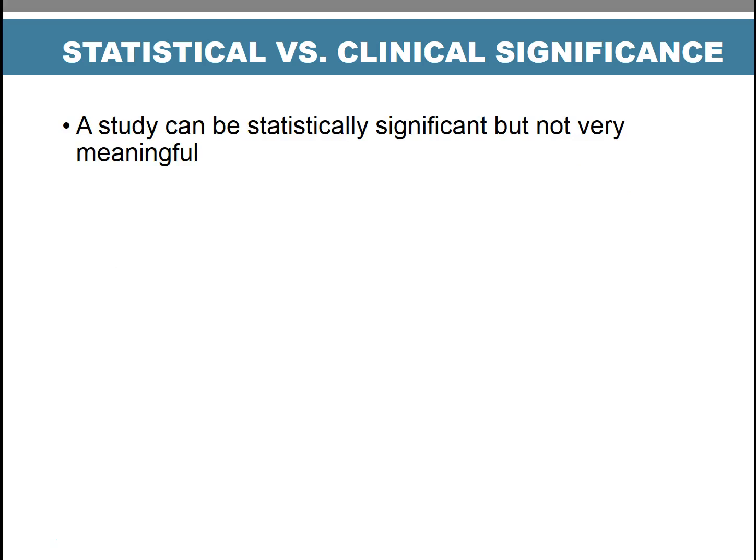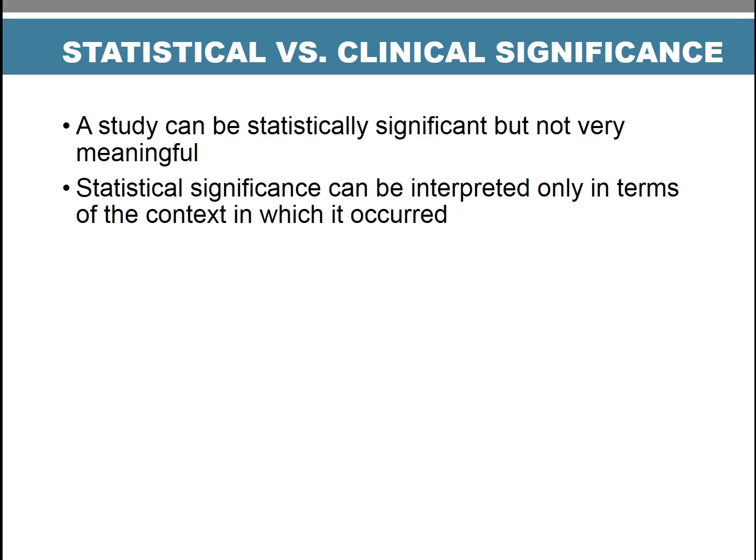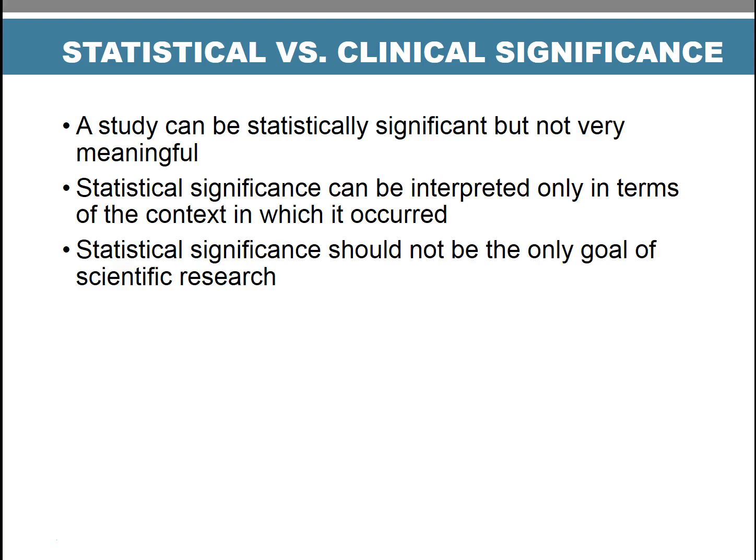So it's important to note that a study could be statistically significant but not very meaningful. So we could have a statistically significant result, but the difference between our groups is really so small that it's not really that meaningful. Also, we can only interpret statistical significance in the terms of the context that it occurred. So it's only going to apply to the test that we did at the level of significance that we ran that test.